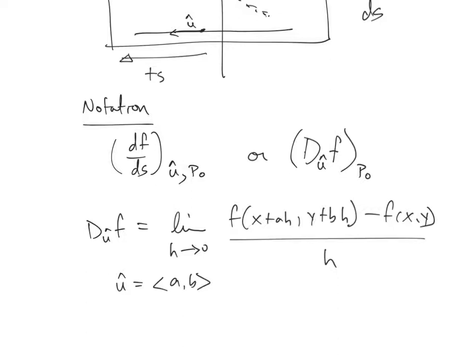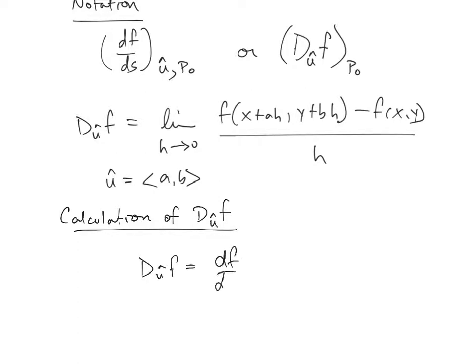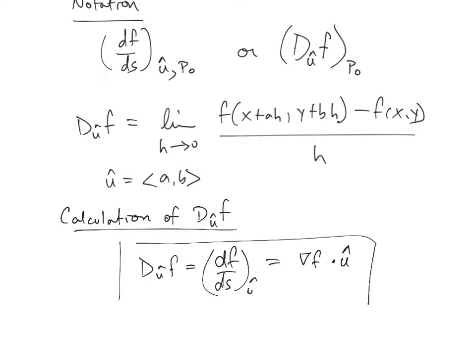Okay, all right, so how do we actually calculate this thing? It's dead easy, thankfully. Calculation of the directional derivative of u hat f: it's the dot product of the gradient of the function with the unit vector u hat. Okay, that's how we calculate the directional derivative. It's really simple. It's a dot product.